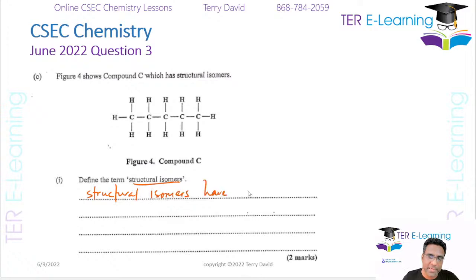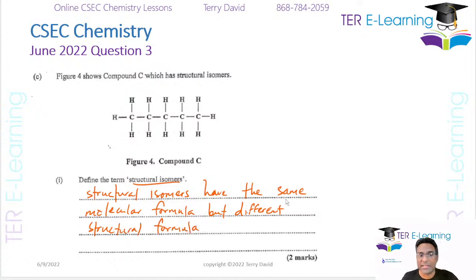have the same molecular formula but different structural formula. Right, that's it. 2 marks just for saying that, right? That's the same thing they've been asking for the past few years. What is structural isomerism, right?